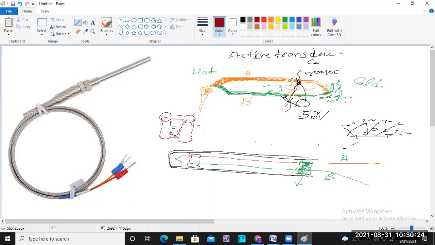So in these ceramic beads, this wire is just put over here.